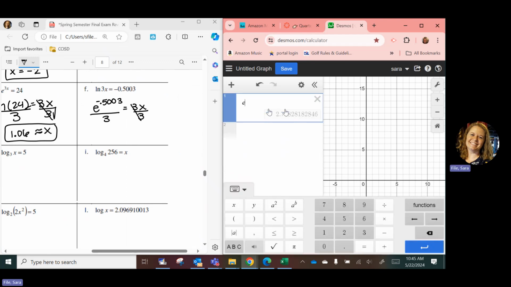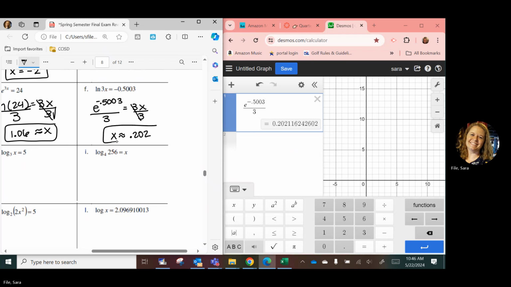So I just type in e to the power of negative 0.5003 divided by 3. So it's approximately 0.202. And again, if your answer choices aren't written as decimals, type them in and see which one matches.